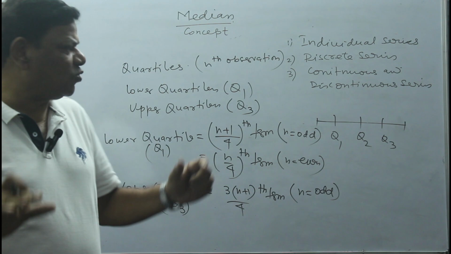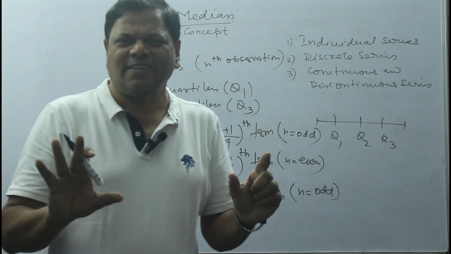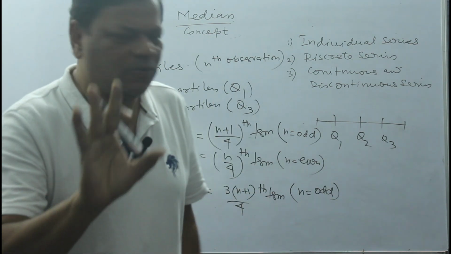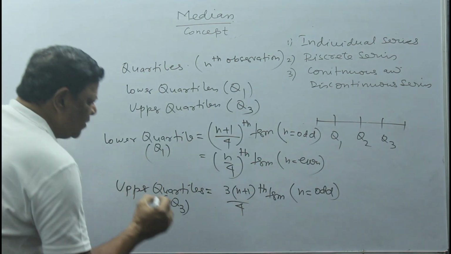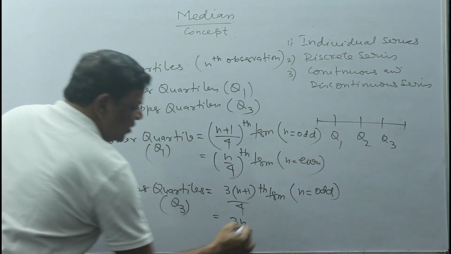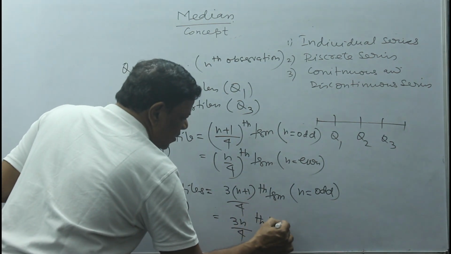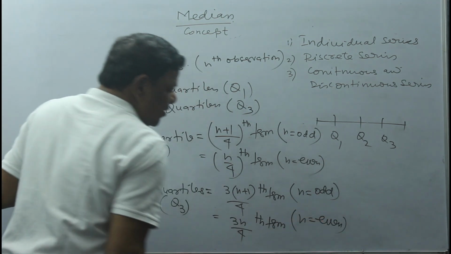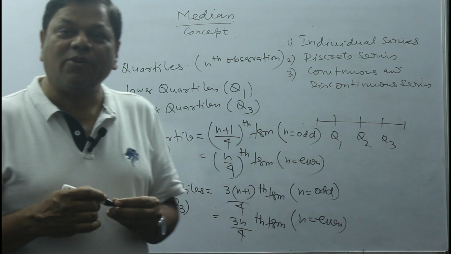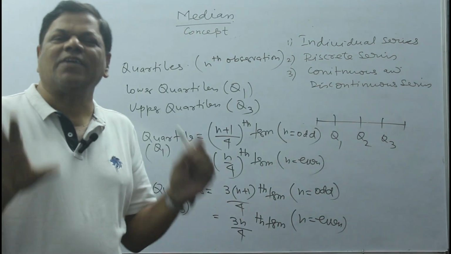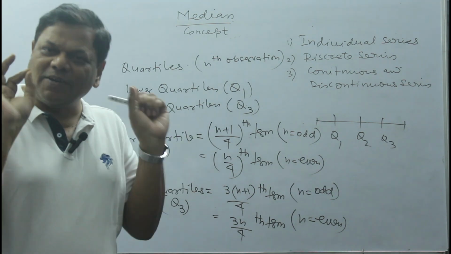Now you can see there are so many formulas. Once you understand what sums you will do, it is very easy for you. Now see, the other one is the 3n by 4 term. This is applied when n is even. So one summary to remember: whenever n is odd, you add 1. When n is even, you don't add 1. This is what you have to remember.